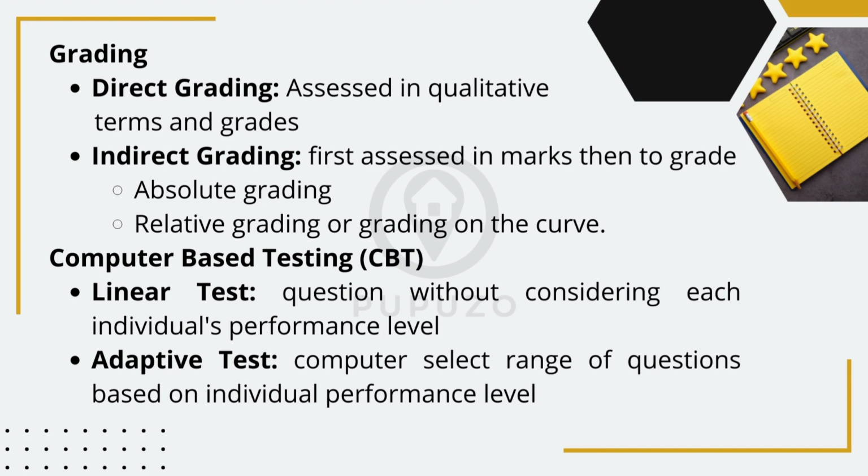Grading is an integral part of evaluation. There are different grading approaches, such as direct grading and indirect grading. Direct grading assesses students using qualitative terms and assigns grades accordingly, while indirect grading involves converting marks into grades. Absolute grading assigns grades based on predetermined criteria and standards, regardless of the performance of other students. Relative grading, also known as grading on the curve, determines grades based on the distribution of scores among students.